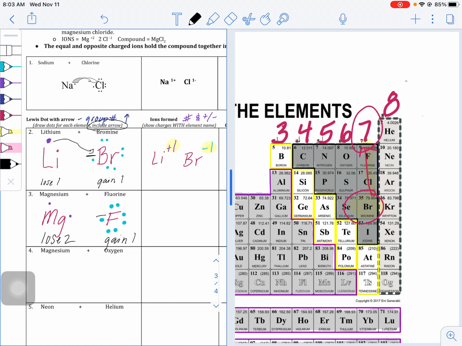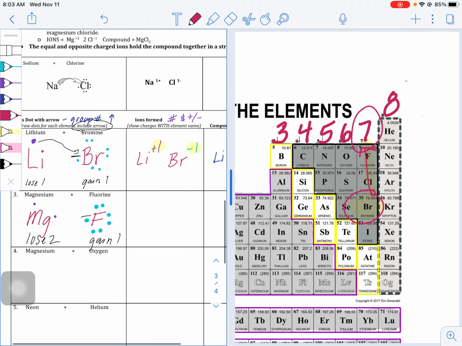So when I write out their charges, keeping in mind what's happening, I have an Mg and a Br. Magnesium losing 2 pimples, makes it feel good. 2 plus. Oh, I wrote Br, my bad. This is fluorine. Gain 1, just like Br. -1.